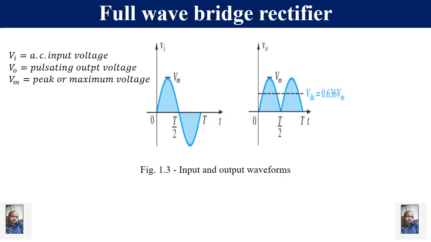In other words, a positive half cycle input gives us a positive output across the load, and a negative half cycle input also gives us a positive output at the load. Please take note that VDC stands for average voltage, and how do you calculate it? It's 0.636 times peak or maximum voltage, which is VM. You must also be able to convert from maximum or peak value to RMS value, and also the opposite.